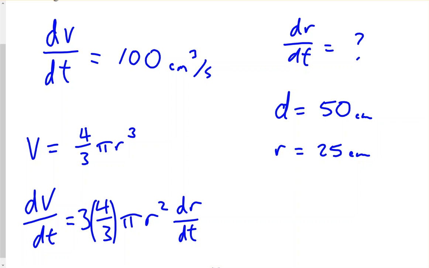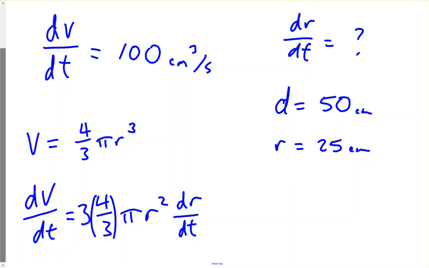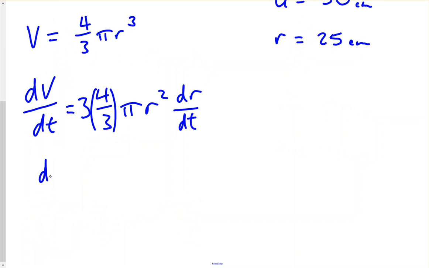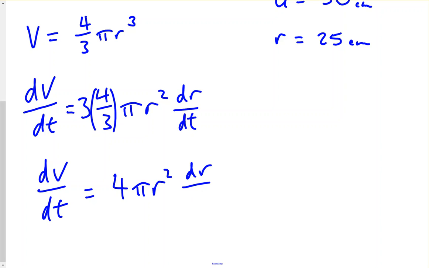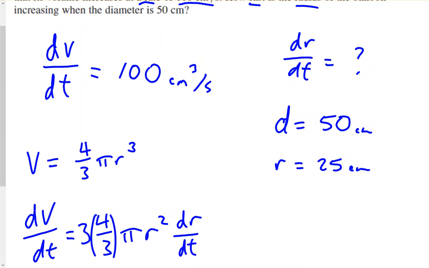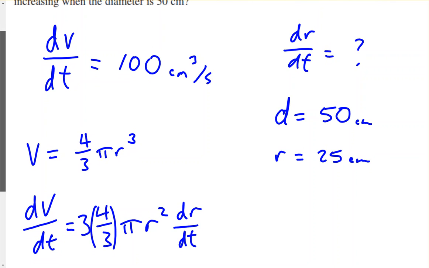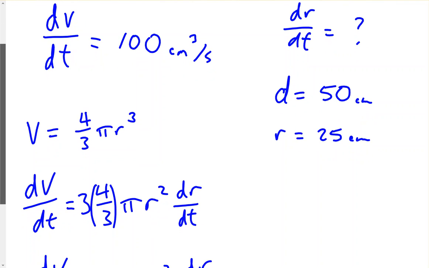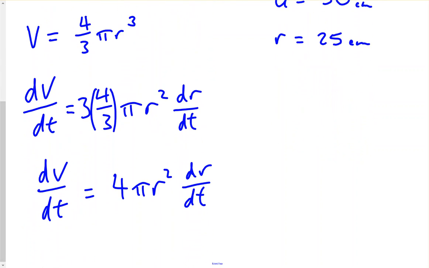Now when we simplify this, we have dV/dt equals 4 pi r squared dr/dt. Now we can plug in our knowns and look for our unknown. Our unknown is dr/dt. We know dV/dt is 100, and we know that r is 25. So let's plug those in.